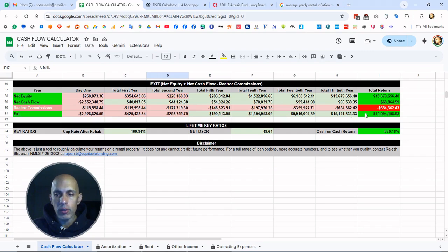And here is your exit after 30 years. It's looking like 15 million after 40 years, because remember, the first 10 years you had the purchase loan, then in year 10 you did a cash out refi for 55.4% LTV, meaning you left a lot of cash on there. You got a very preferable interest rate.